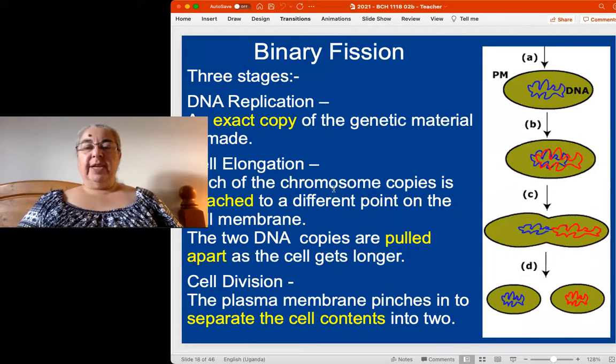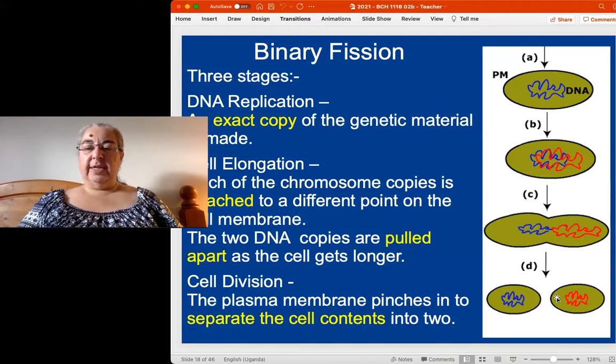Okay, so we've got three stages happening here. The first stage is DNA replication, when we make a second copy of the chromosome. The second stage is cell growth or cell elongation, where the cell gets longer and the two chromosome copies, which are attached to the membrane, are pulled apart.